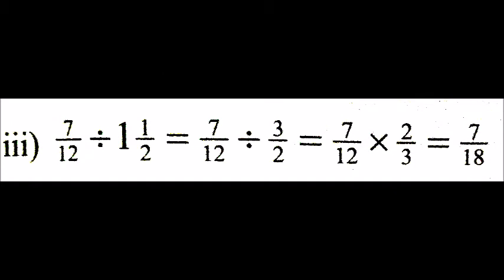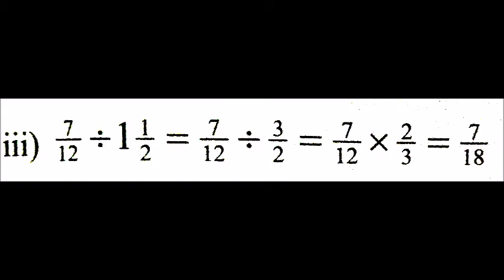7 over 12 divided by 1 whole number 1 over 2. In this case, you write 7 over 12, still bring the division sign, then change the next fraction to an improper fraction, which will be 2 times 1 plus 1, 3 over 2. This is equal to 7 over 12 times 2 over 3.